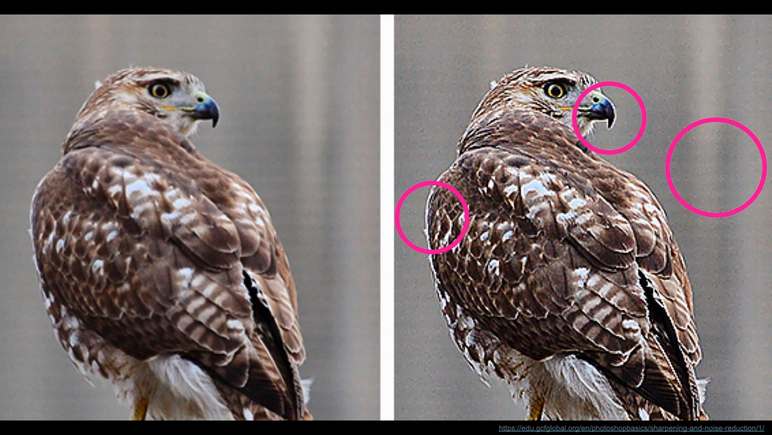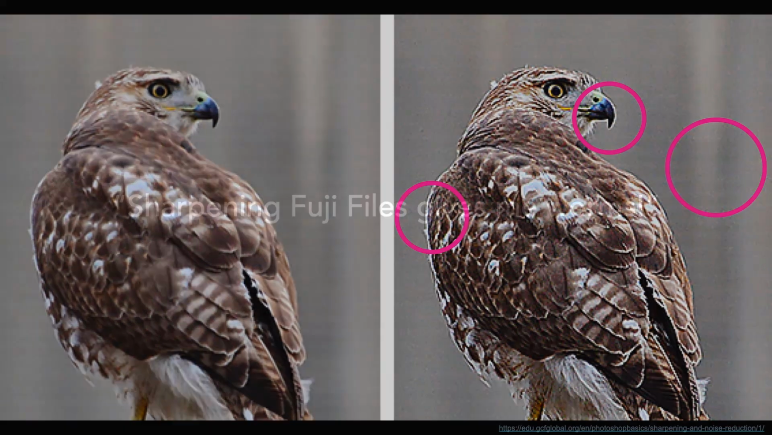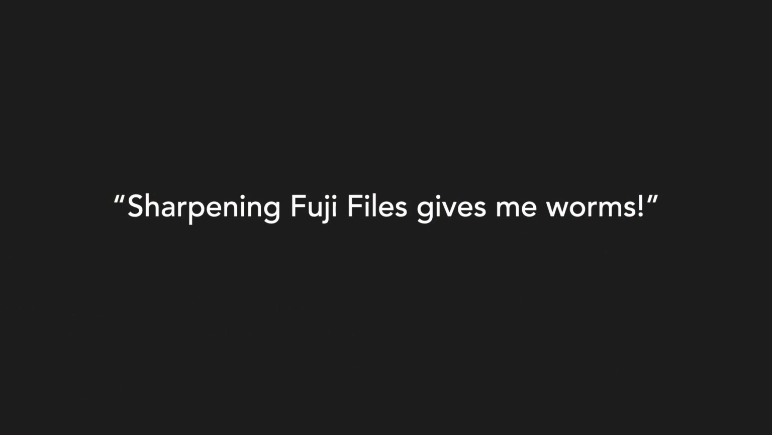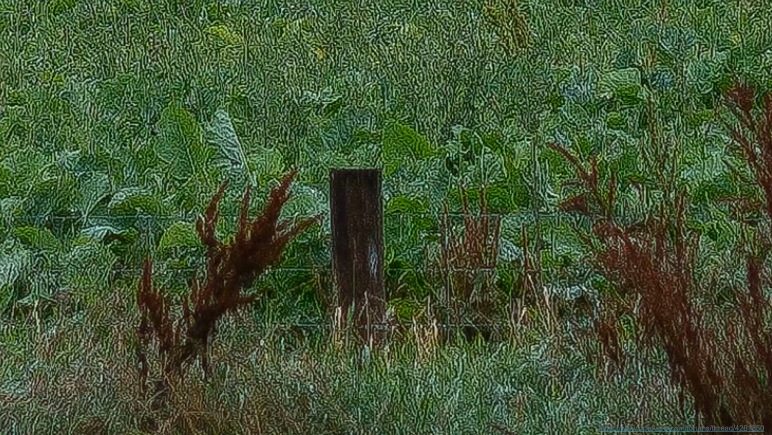So let's address then Fuji specifically. We hear this all the time. Sharpening Fuji files gives me worms. These guys. Where what we see is this worm-like structure as we ultimately push our sharpening in our images too far. Now, this both plays into the idea that maybe you're sharpening incorrectly. That fundamentally, if we leave the statement there, I think is correct.